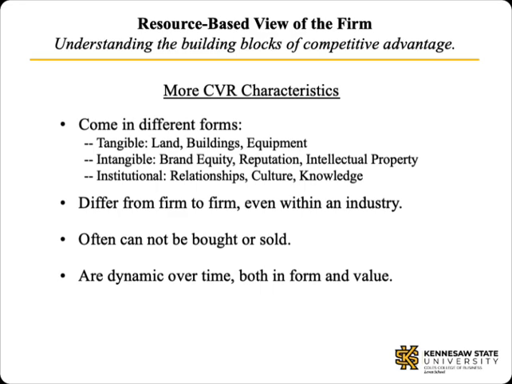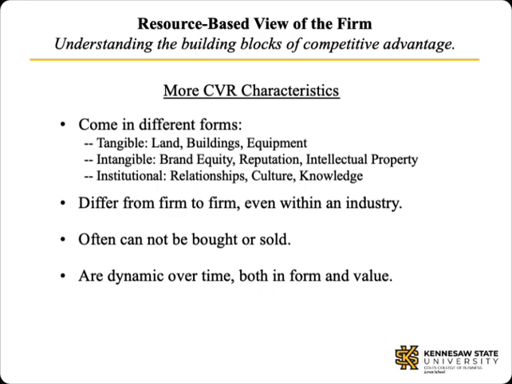First, CVRs come in different forms. Tangible CVRs are things that can be touched, like a highly automated or efficient factory or a prime piece of real estate. Intangible resources are the ownership of captured ideas or symbols. These include things protected by patents, copyrights, or trademarks. Last, probably the most important CVRs are institutional, or resources based on the skills, competencies, relationships, and behaviors of the people working at a firm.